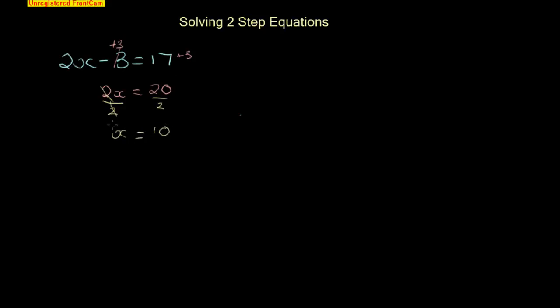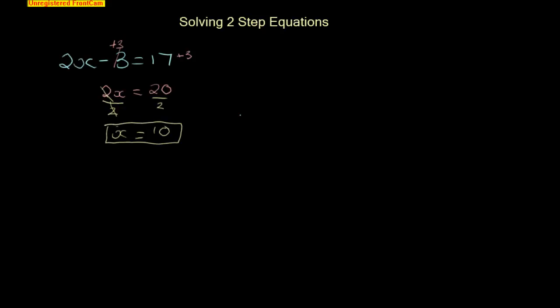Now we can double check again that our answer is correct by subbing in x equals 10 into our original equation. So we've got 2 times 10 is 20. 20 minus 3 is 17, so this is correct.